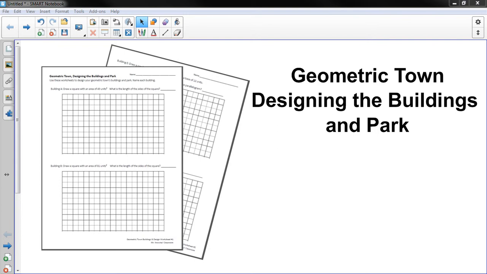So if you're struggling with designing the buildings and park in your geometric town, you're going to be going through the process with the worksheets first. And that's what this video is all about, to help you out if you're having a hard time with the concept. So let's get started. You should have both worksheets. Hopefully they'll be available to you online too, in case you need to print out a copy from my webpage. Otherwise, get one from me in class. Let's get started.